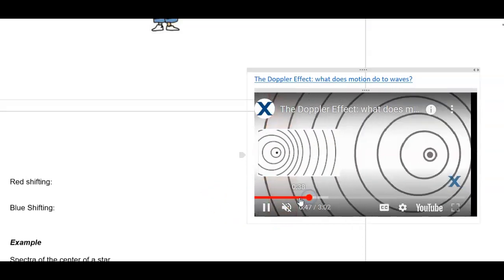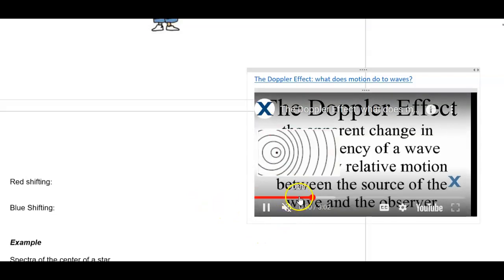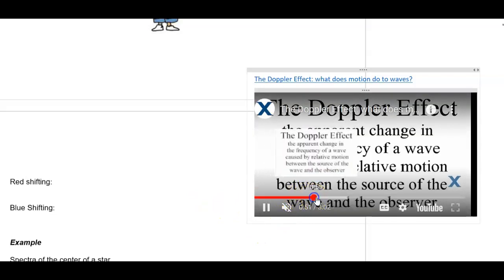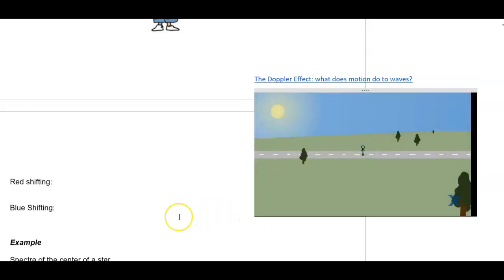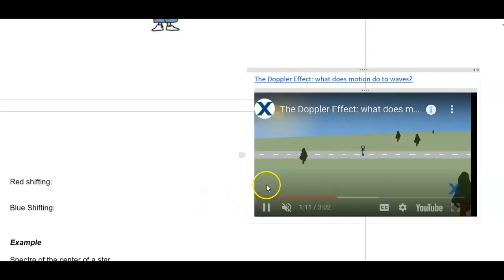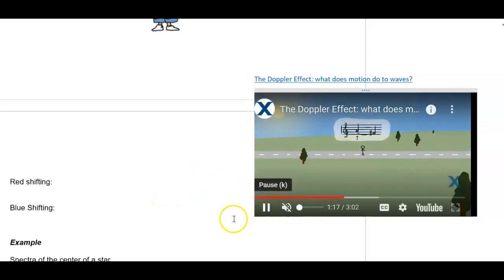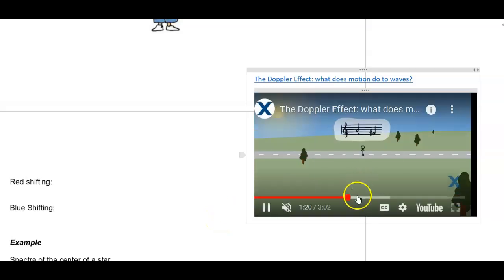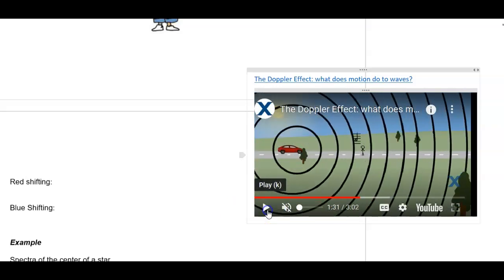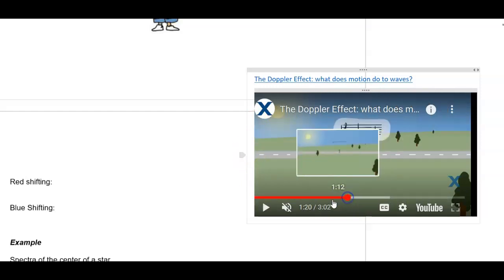Right, as an object is moving towards you, we see a shift in it as it passes. Now, as the car is moving towards us, notice that each time it releases a wave, because it's moving towards you, that wave is a little bit closer to the one in front and a little bit further away from the one behind.